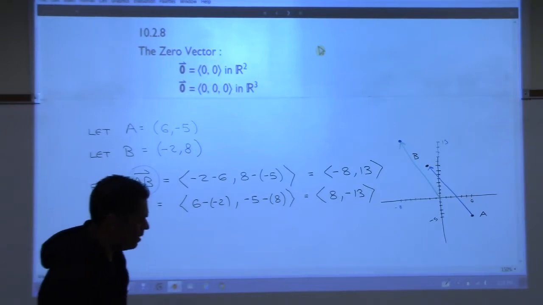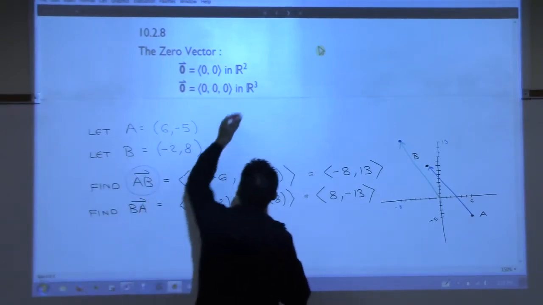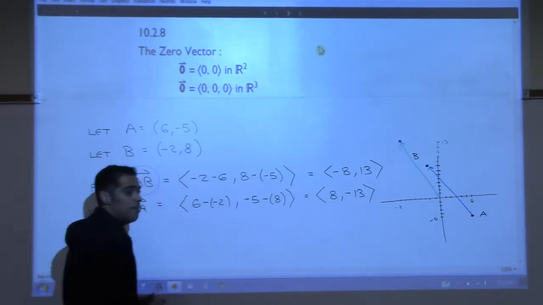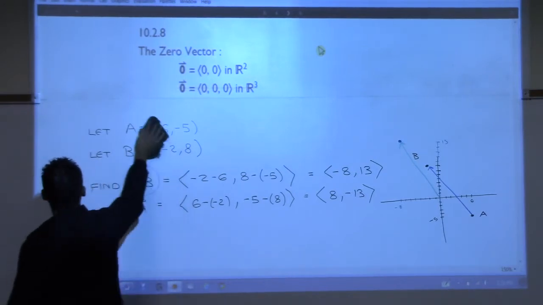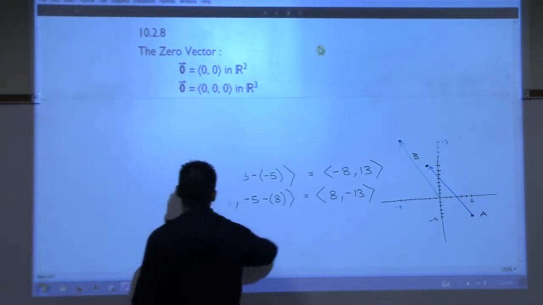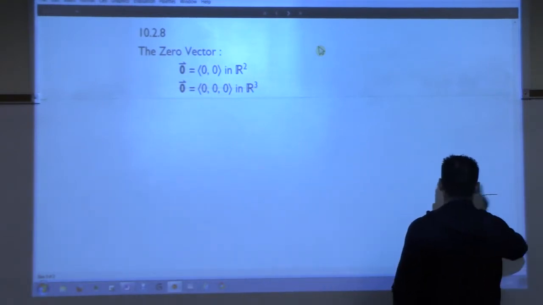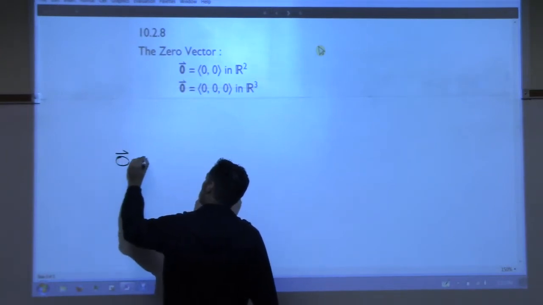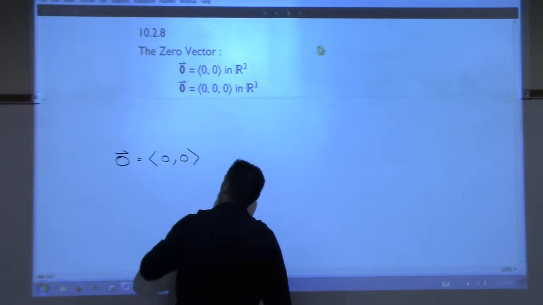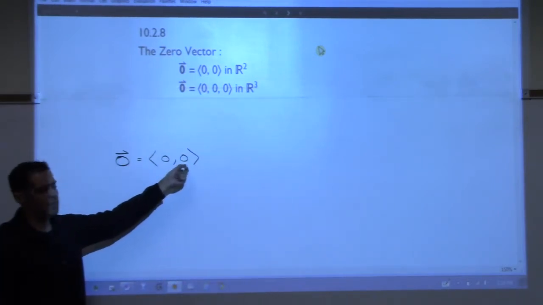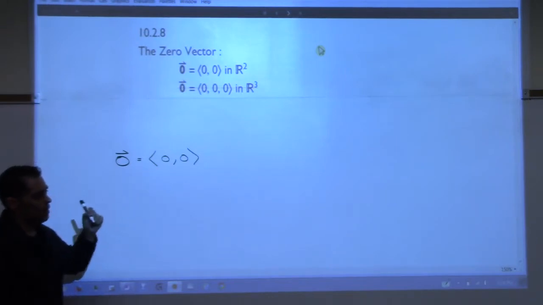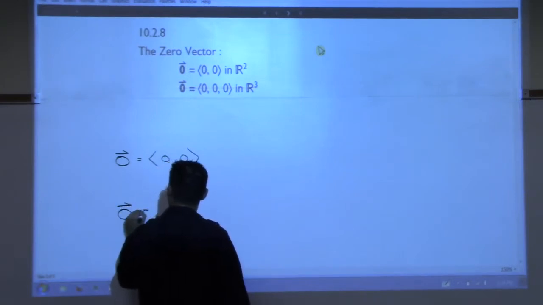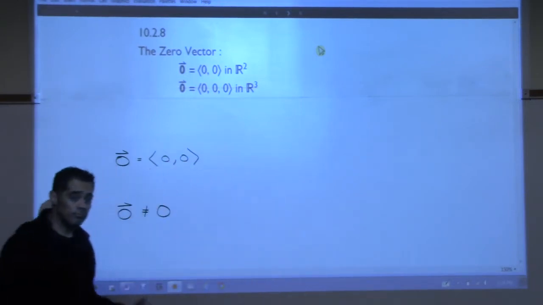All right, now, an important vector. Ignore this one. An important vector is what we call the zero vector. It's up here, but I'm going to write it anyway. The 0 vector is the vector that has 0, 0 in it, all right? It's important to understand that the vector 0 is not the number 0. They're not the same thing.